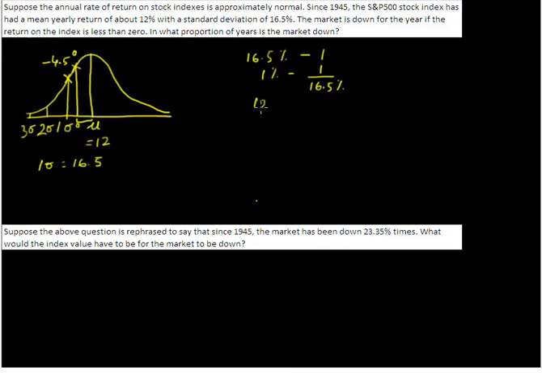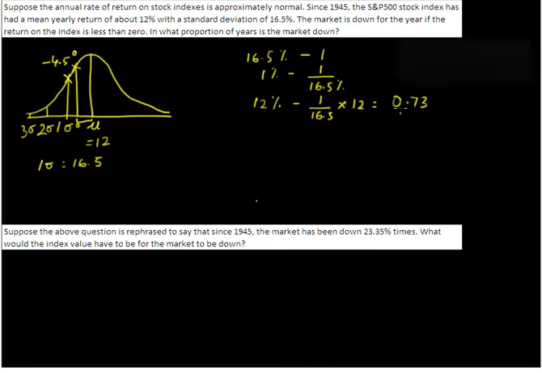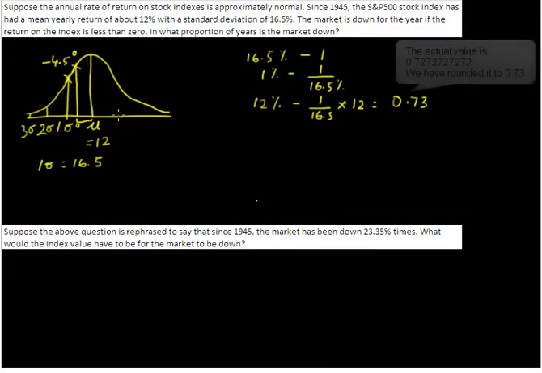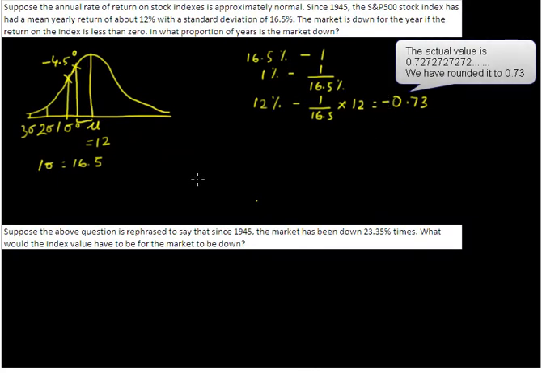So 12 percentage points are going to constitute 1 over 16.5 multiplied by 12. That is 0.73 standard deviations. And in our case, 0.73 standard deviations to the left of the mean. So we could say that the distance is minus 0.73 standard deviations.